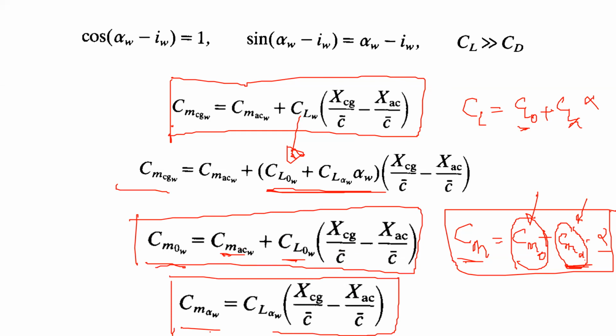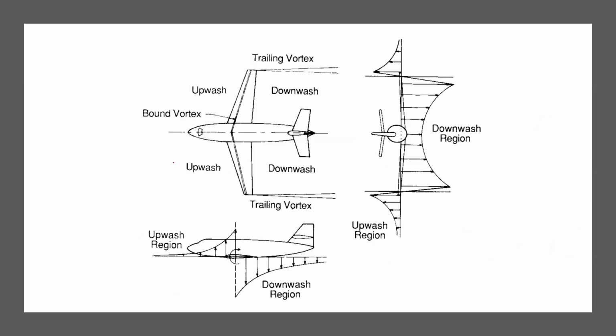Now we want to compute the contribution from the tail also. So before we go to the tail, we need to look at this picture. What kind of flow is the tail experiencing? All right. If you look at this picture, there is an upwash region ahead of the wing, and there is a downwash region behind the wing.